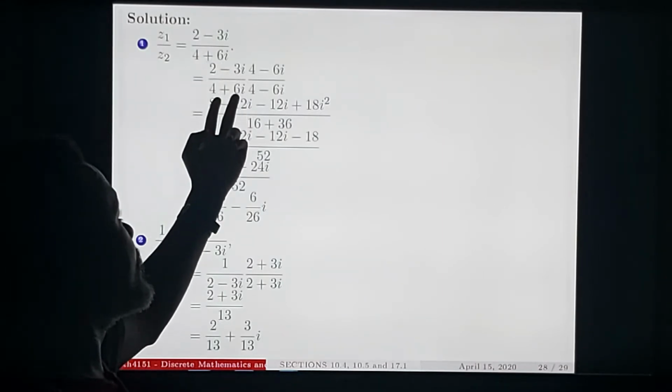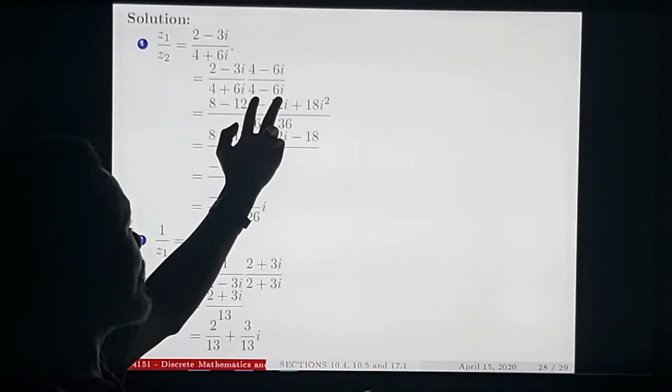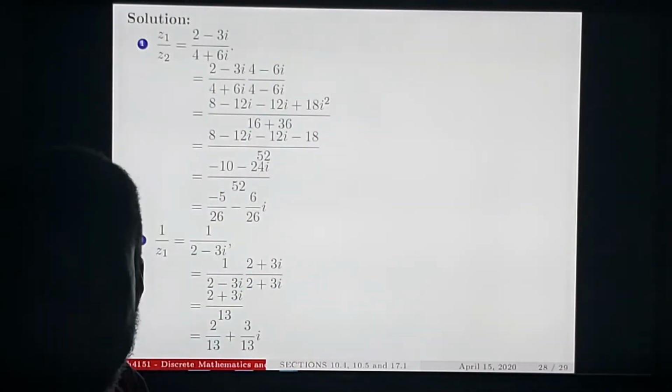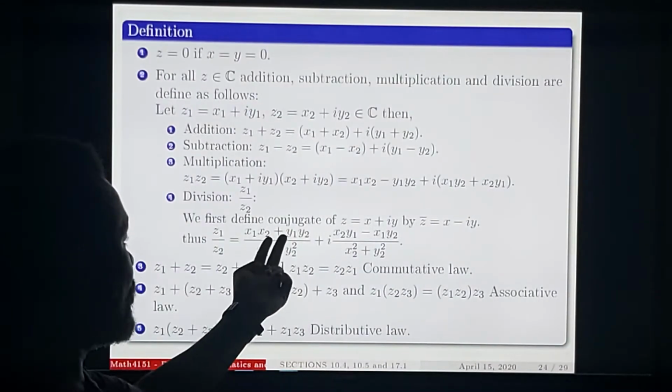So you'll have this number times the complex conjugate of this, divided by the same number. Then you expand the usual way. Anyway, we'll come to that, but that's basically what's happening here, so that later on you don't wonder, okay, how did this end up?